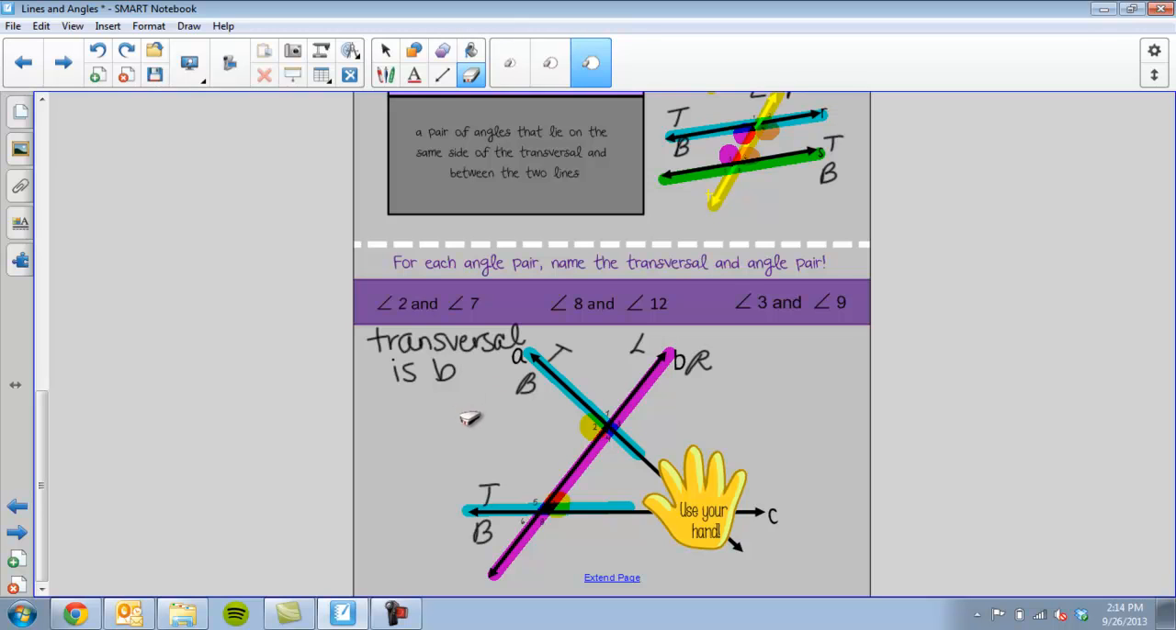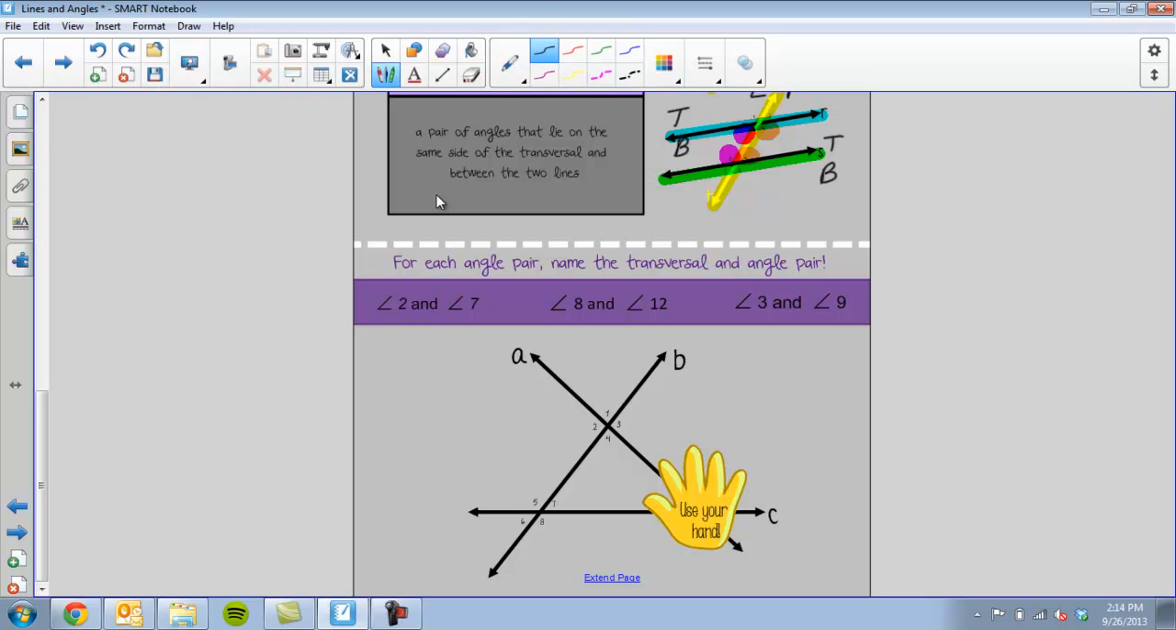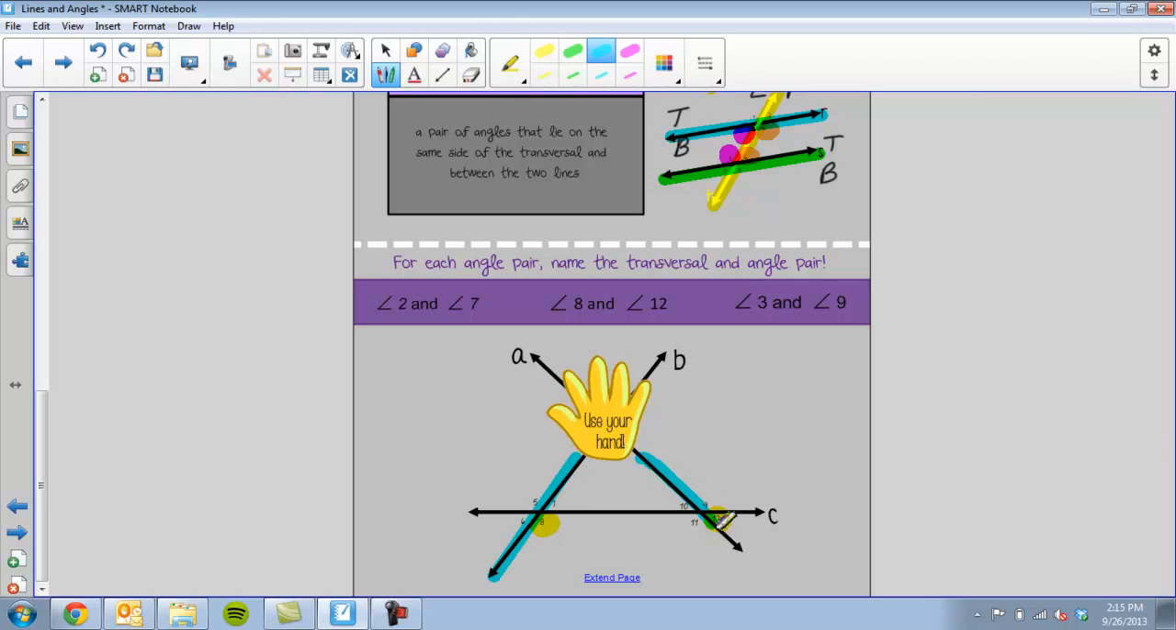Alright, so that wasn't too terrible. If you don't understand, feel free to raise your hand or talk to the people at your table and get them to explain it. Let's try the next one. The next one tells me, and again, I'm going to start off by identifying my angles. To look at angle 8 and angle, oh, well I can't see angle 12, so let's move my hand up here where we know we're not working, and angle 12. Then I'm going to identify that, okay, well here are two lines, so my transversal must be C.